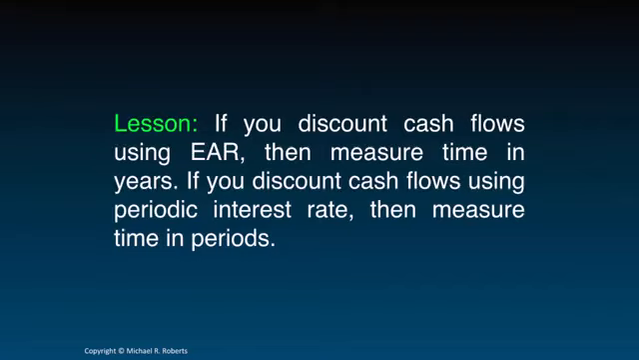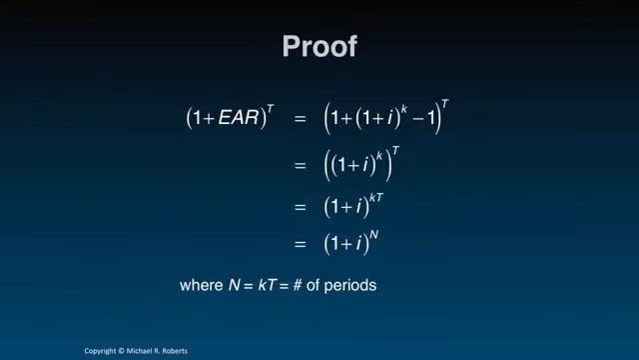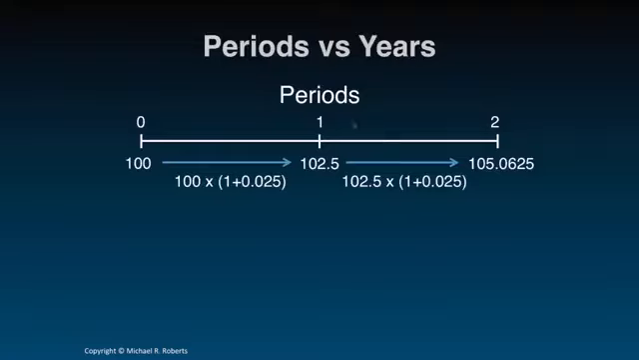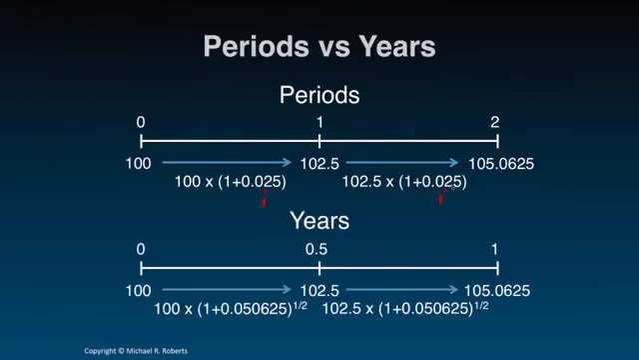And the equality between the two that we just showed with our simple example is much more general and given by this straightforward proof, which I'm not going to discuss in detail, but I'll show you there if you're interested in looking at it. So just to summarize, we can work in periods, 1, 2, with a periodic interest rate, or we can work in years with our effective annual rate. And notice I measure everything consistently, periods versus years.